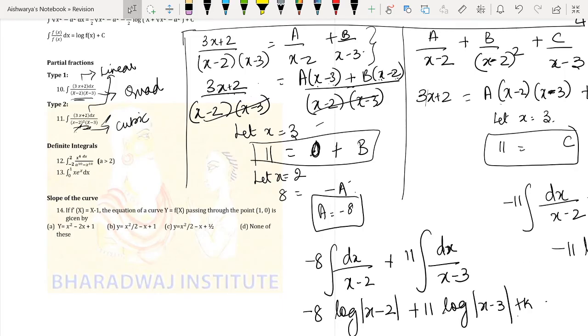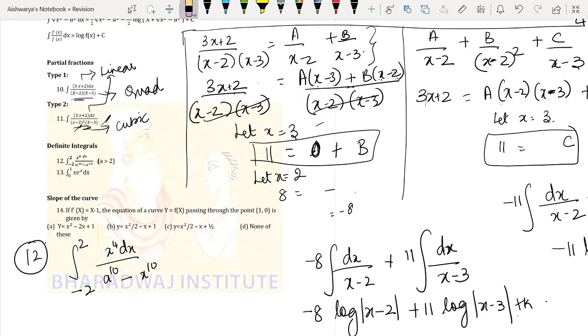Alright, let us go to question number 12 now. Let me solve question number 12 here. 12 is a definite integral problem. Integral from minus 2 to 2 of x power 4 dx divided by a power 10 minus x power 10. Okay.